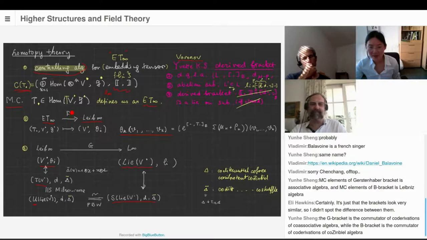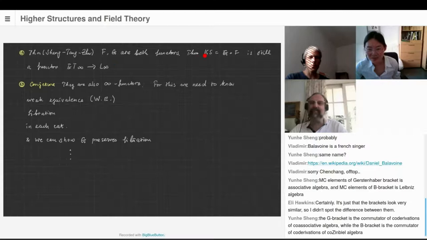Actually, G is a very good functor. I have one more slide, I met some technical difficulty, I will be finishing very soon. G is actually a functor which even preserves weak O infinity and Leibniz infinity maps. Okay, so it's a functor, that's the thing we proved.